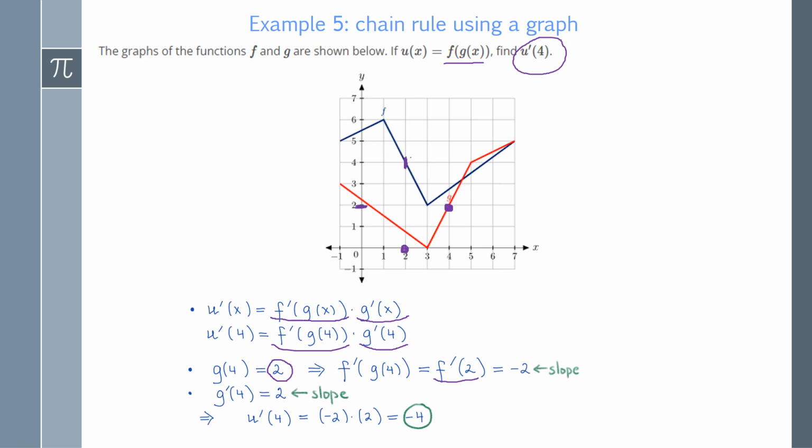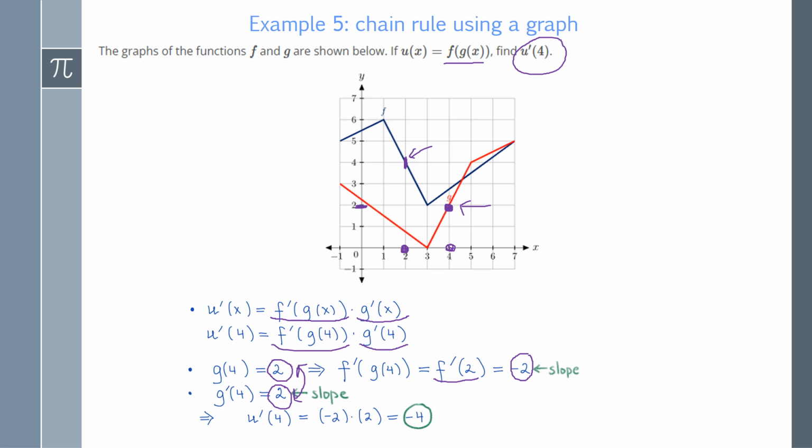What is the slope of this line right here? The slope is -2. Okay, now what about g prime of 4? So now I'll go back to x as being my value. So g prime of 4, what am I looking at? So here's my x is equal to 4. Okay, what is the slope of this red line when x is equal to 4? Well, it's also 2. Okay, but notice these two values right here, they represent two different things. One is the y value, the other one is the slope.